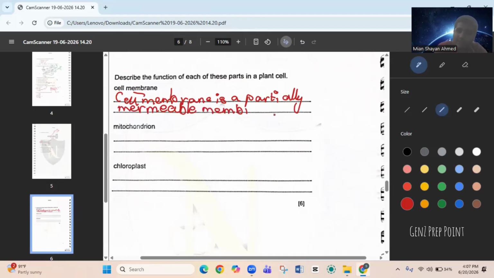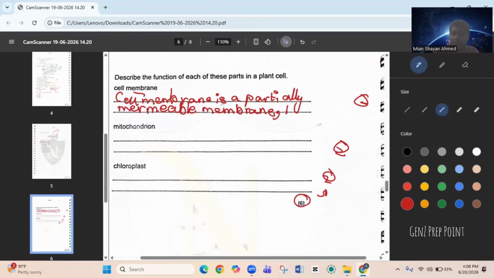It's a 2 marks question. How could we know? It's 6 marks, two for each. This is 2 marks, this is 2 marks, and this is 2 marks. The information that I have written already in this answer is for 1 mark. So we would explain what is partially permeable.